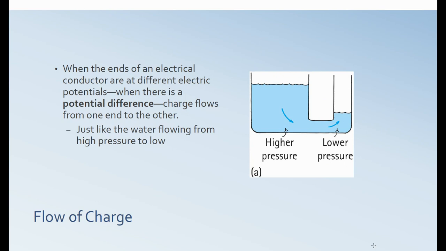We can think about it when we look at, say, water pressure and things like that. So when the ends of an electrical conductor are at different electrical potentials, when there's a potential difference, the charge flows from one end to the other. And we can look at it like here in our water. If we have a high pressure tank and it's connected to a low pressure tank, well, the water is going to flow from the higher pressure to the lower pressure. And again, when is the water going to stop flowing? Well, when the pressure in the two tanks is equal. Same thing with our charges. The charge is not going to stop flowing when there's no potential difference, when the charges are equal.